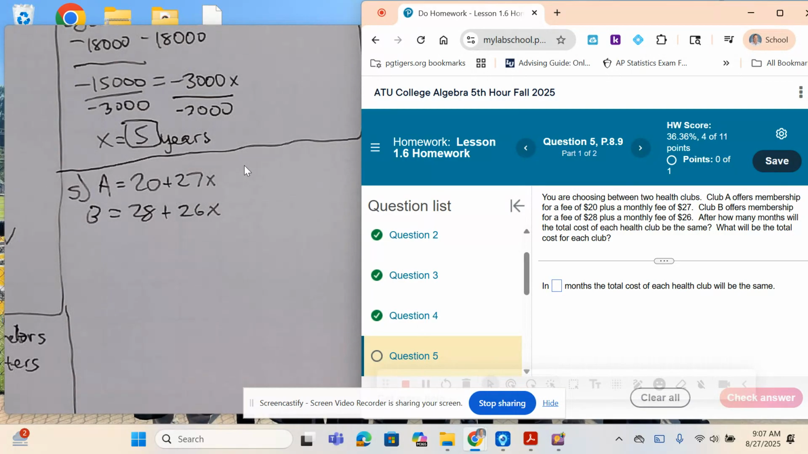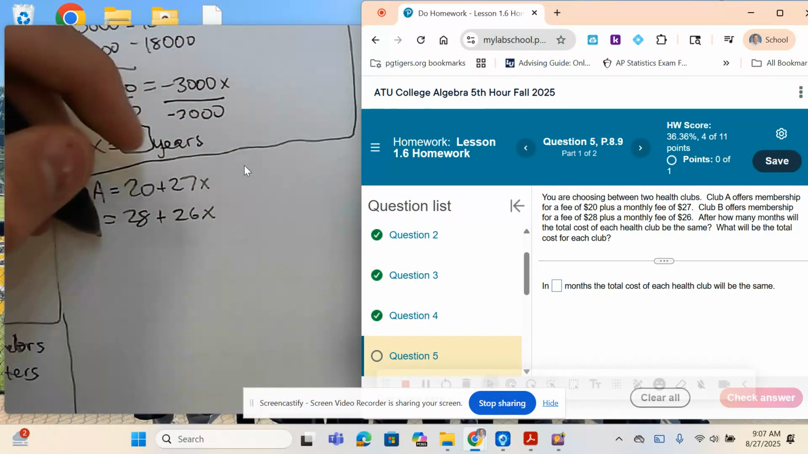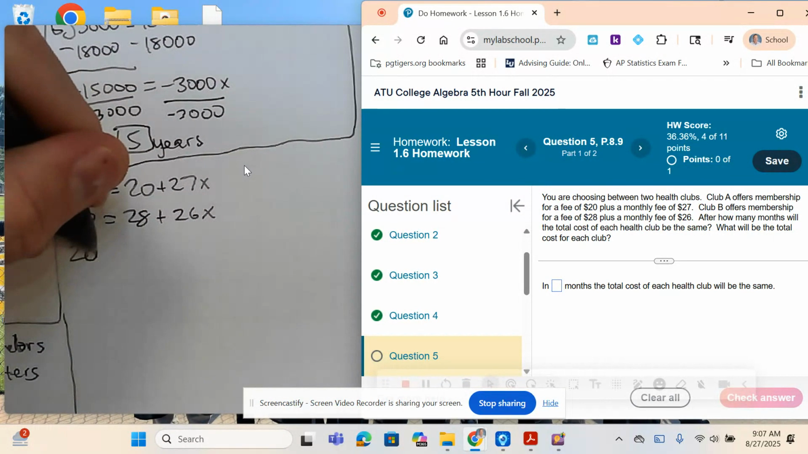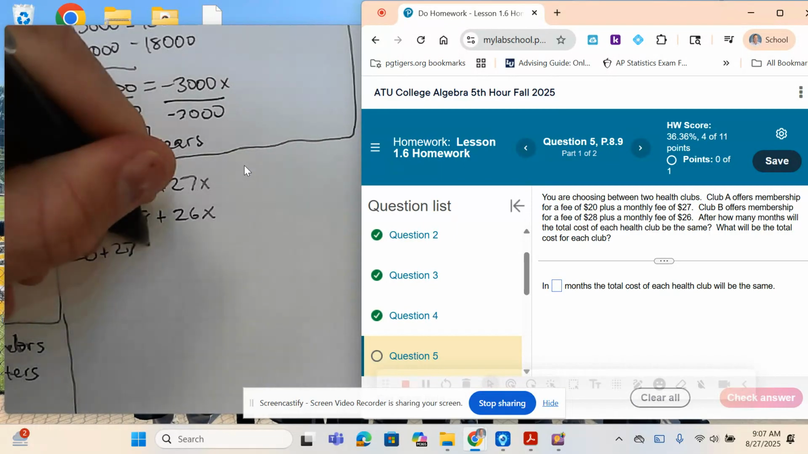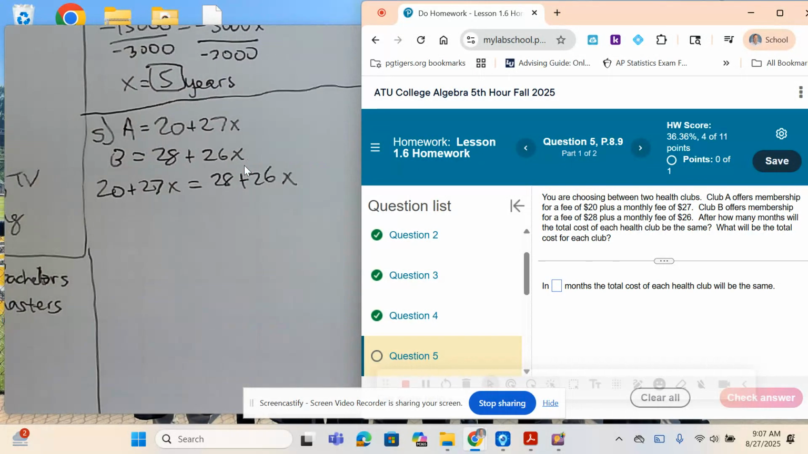Kind of like an initial amount plus a monthly fee, and then B has an initial amount of 28 plus a monthly fee. We want to know when those are going to be the same. After how many months will the total cost be the same? So if I want to know when these two are the same, what am I going to do to them? Set them equal to each other. So I'm going to see when this equals that.